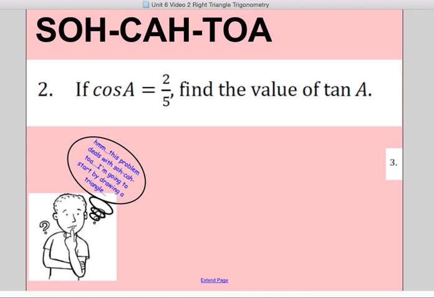So example 2 says, if cosine of A equals 2 over 5, then find the value of tangent A. Okay, for a problem like this, we want to go ahead and draw a picture. The picture would be a right triangle. And I'm going to label this side angle A.